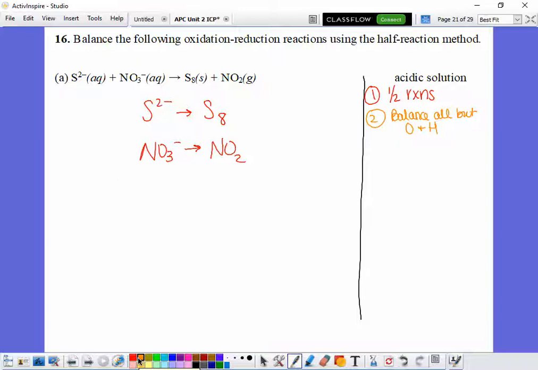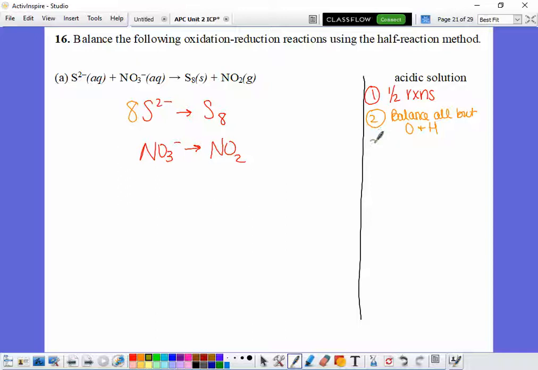Sorry about that. All right, so in our first half reaction, we don't have any oxygen or hydrogen. We only have sulfur. So how am I going to balance the sulfur? I'm going to put an 8 coefficient in front of S2 minus. Just normal balancing. For my second half reaction, are my nitrogens balanced? Yep, so we don't need to do anything more for my second half reaction right now. So I'm done with step 2.